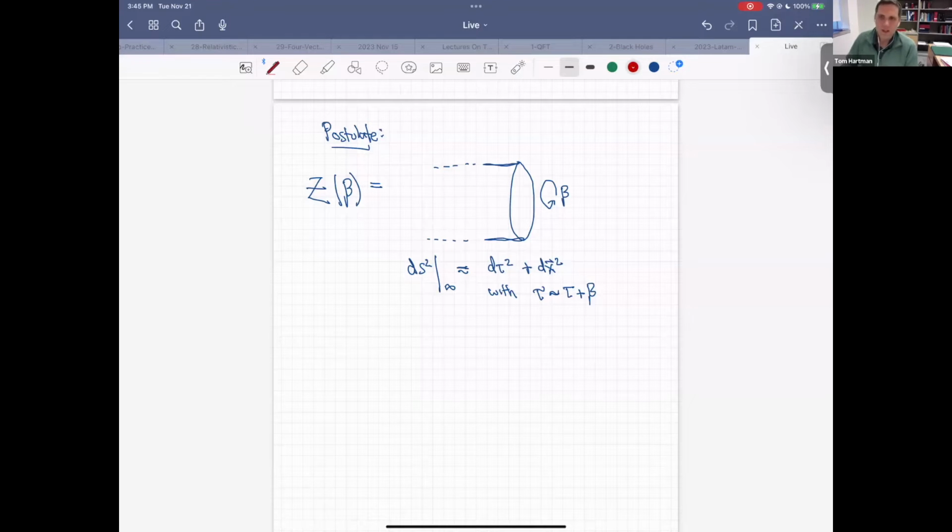So given this postulate, now we want to do the calculation. Like I said, we can't actually fully do the gravitational path integral. It's not even a well-defined integral. But what we can do is try to calculate the integral by the semi-classical approximation.